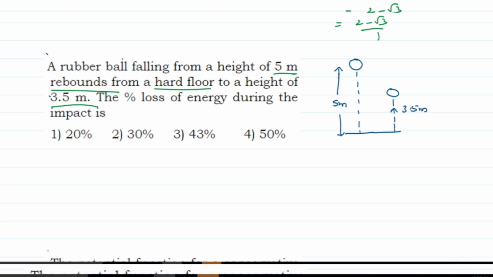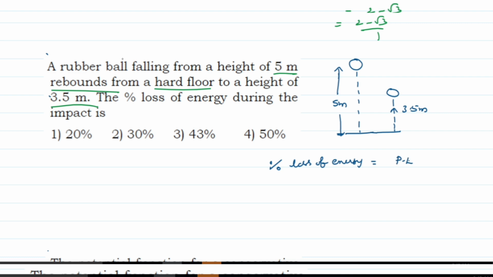So due to the collision there will be loss in kinetic energy. Here it's rising to 3.5 meters. They are asking the percentage loss of energy. Here students, percentage loss of energy is nothing but the potential energy loss we are going to observe. Why? Because initially at 5 meters height, there will be a loss in potential energy, and we get a 3.5 meter height.